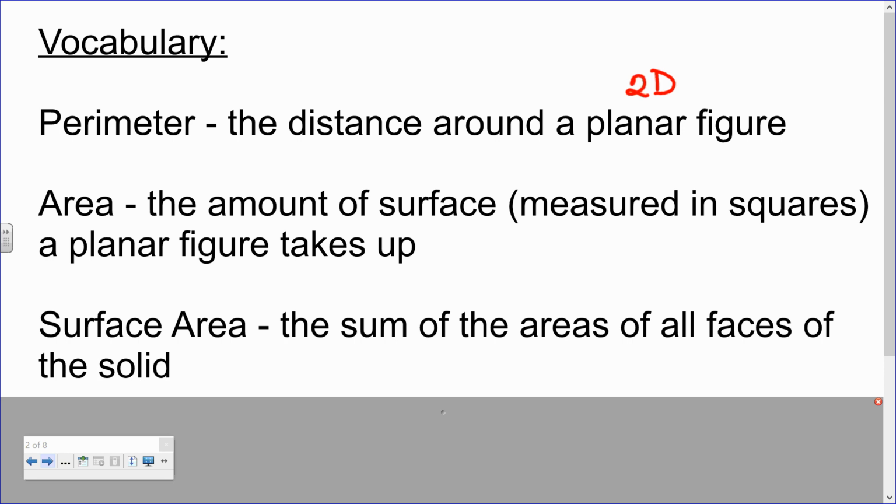Surface area is for a 3D shape, for a solid. So surface area is 3D. Plane area is 2D. Surface area, you take all of the sides of things, the faces, take the area of each of those surfaces, and then you add them all up.